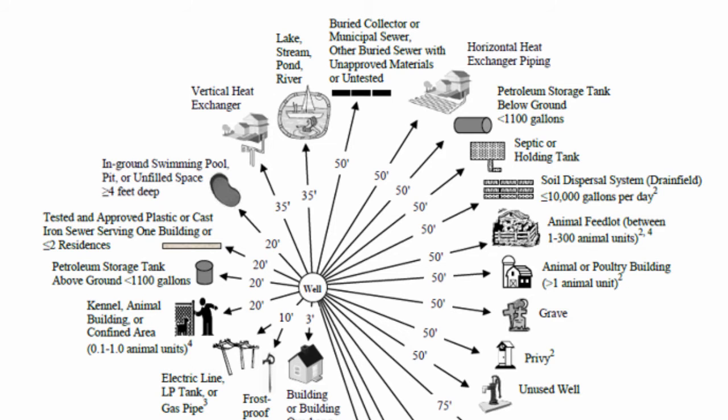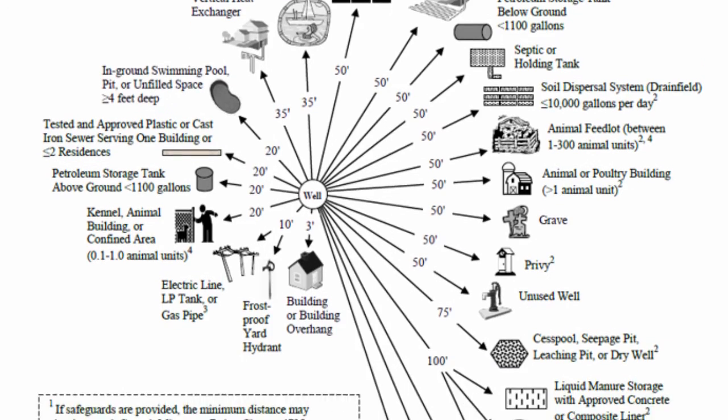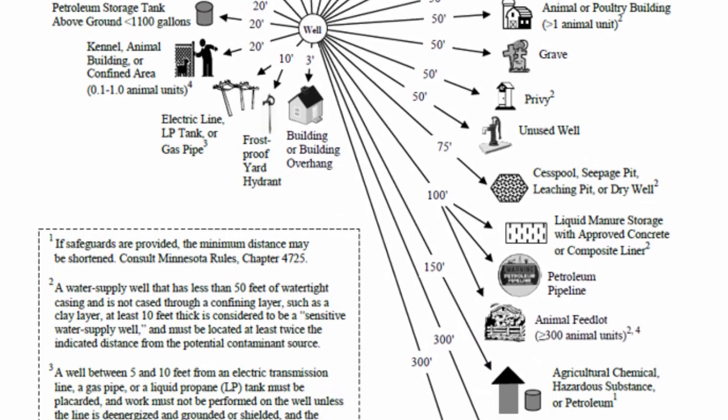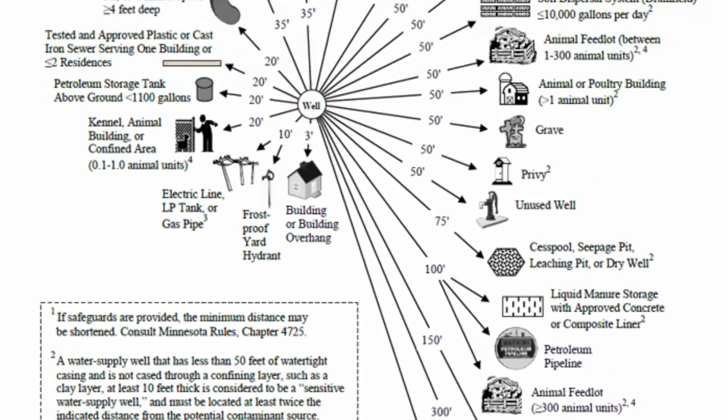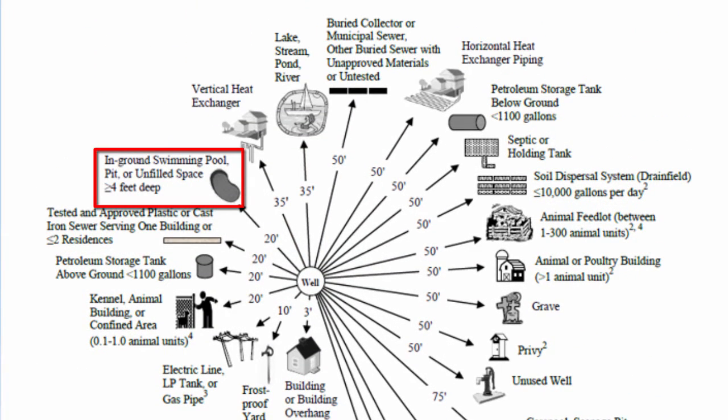Other important factors to consider are sources of contamination. Wells should be located as far as possible from features that could contaminate the well if they spilled, malfunctioned, or started to leak. This figure shows setback requirements for constructing a new well in Minnesota. Setbacks are legally required minimum distances. This figure doesn't mean that all swimming pools should be located exactly 20 feet from wells. Instead, it's explaining that no swimming pool should be closer than 20 feet, and further is better.